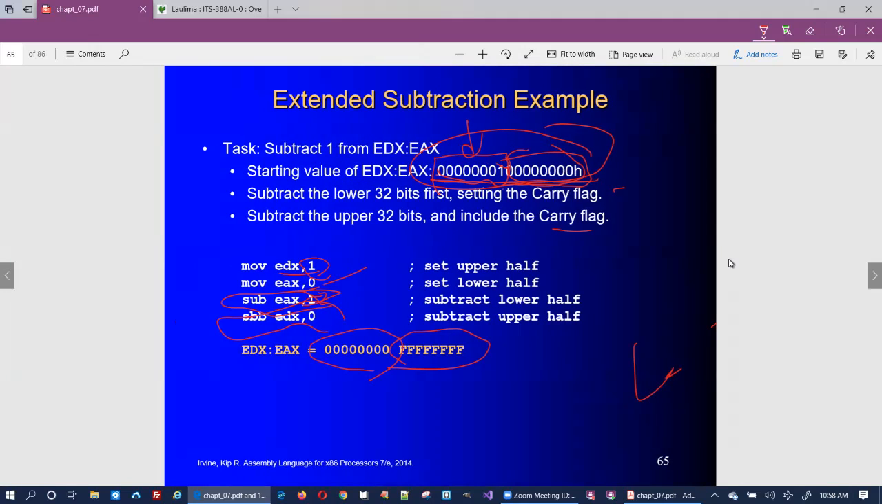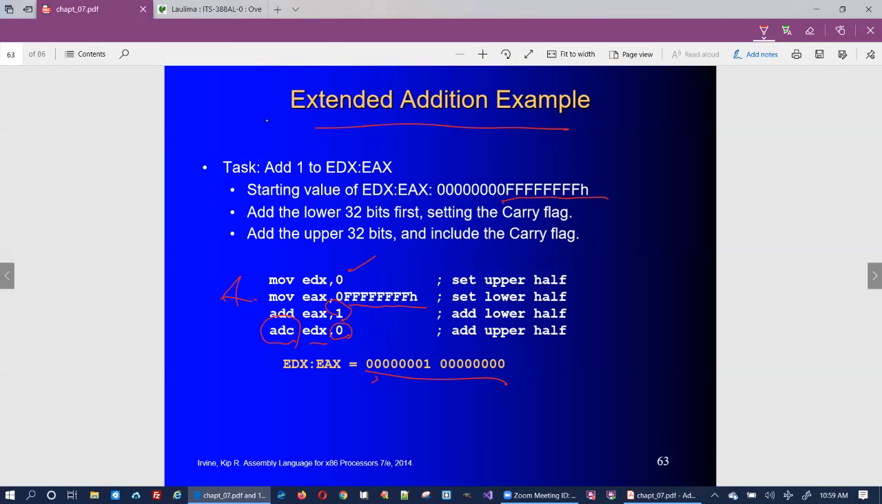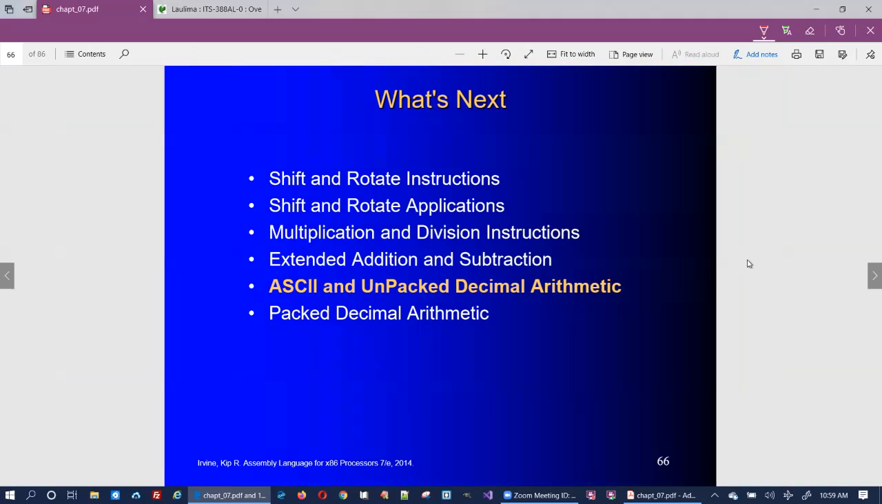Because you can actually do multiplication using shift and add, it's easy using this extended arithmetic to do extended multiplication also. All right, so what's next?